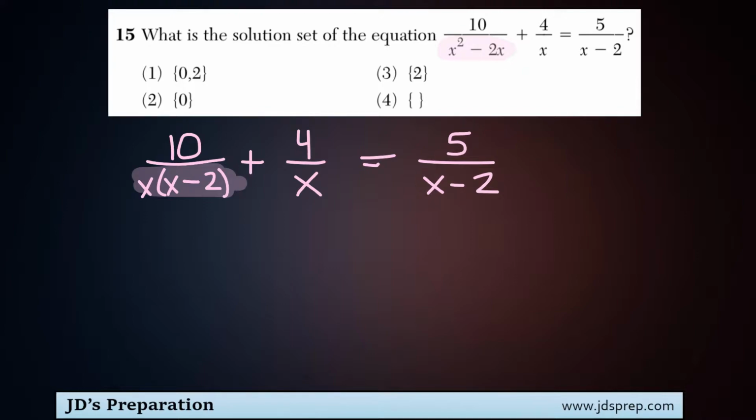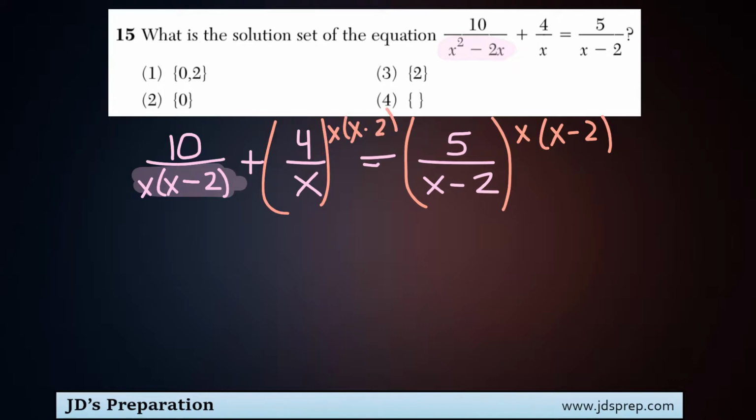And because we've rewritten that one denominator, you can tell it's a little bit easier to identify the lowest common denominator, which would just be x multiplied by x minus 2. So that's what we're going to multiply every single one of these by. And that'll help us get rid of all of the fractions entirely.